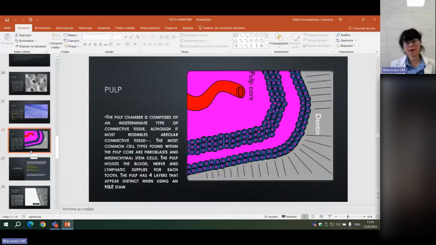Pulp is the inner part of the teeth and is composed of connective tissue. I told you about that. And the pulp exists in the coronal part of each tooth and in each root of each tooth.